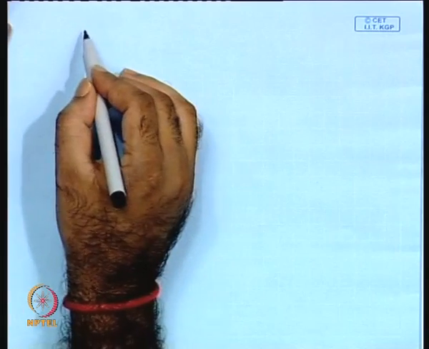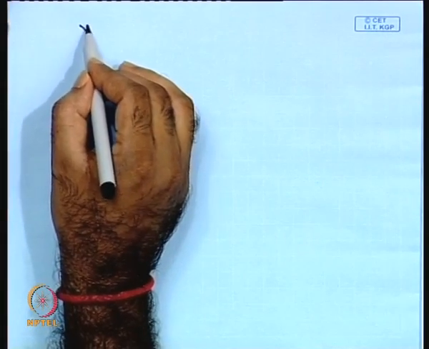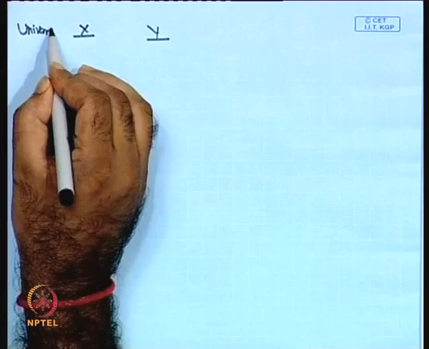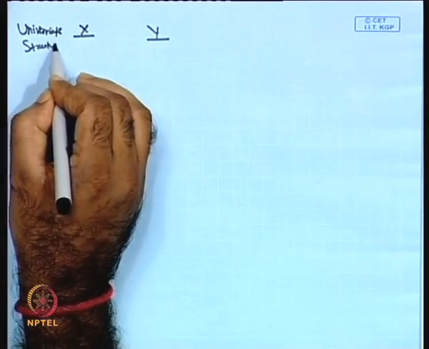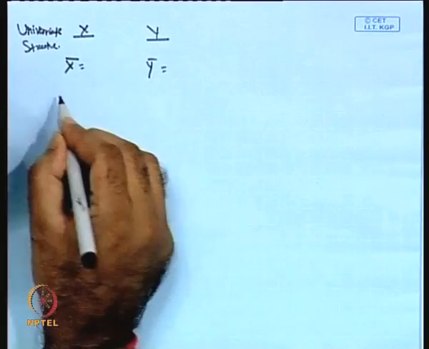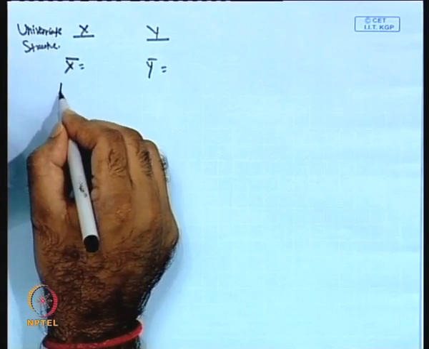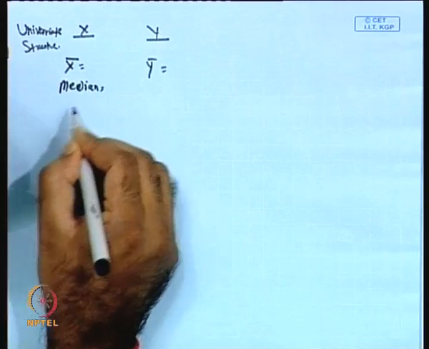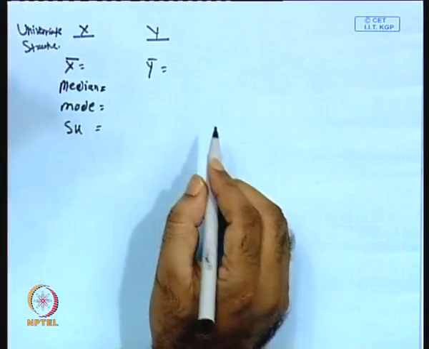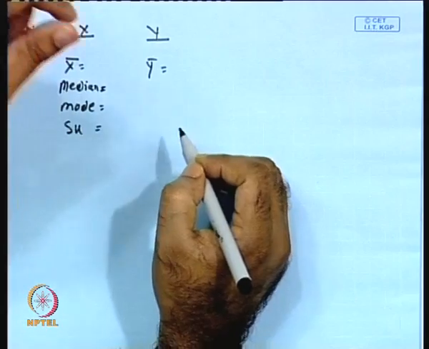Now you remember, we have two variables, x variables and y variables. Let us start with the univariate structure. What is the univariate structure? You would like to know what is x bar, what is y bar, which means the arithmetic mean, then what is the median, what is the mode, and what is the skewness, similarly in the case of x and in the case of y.